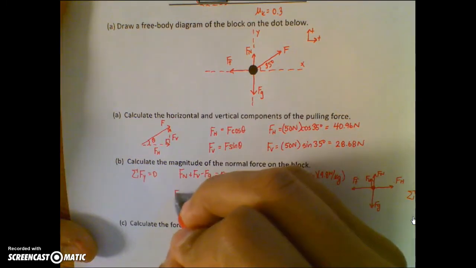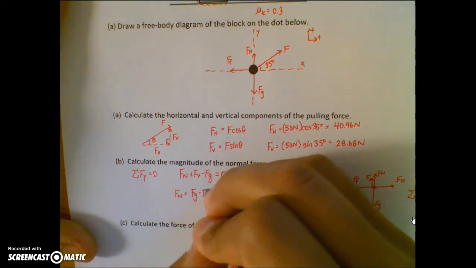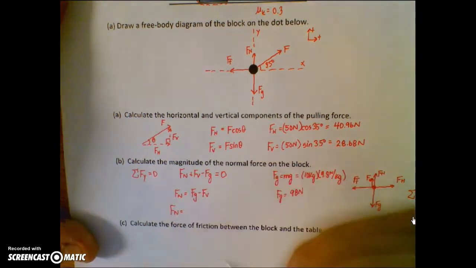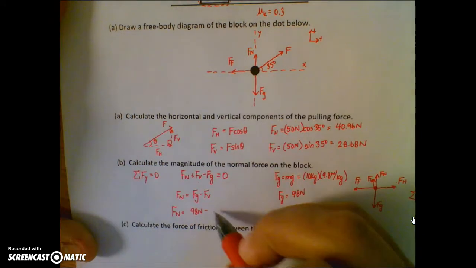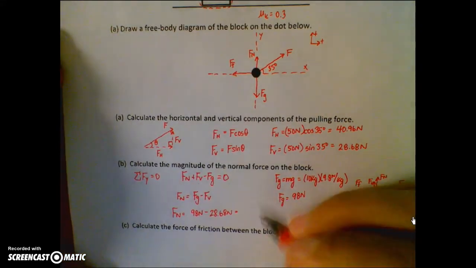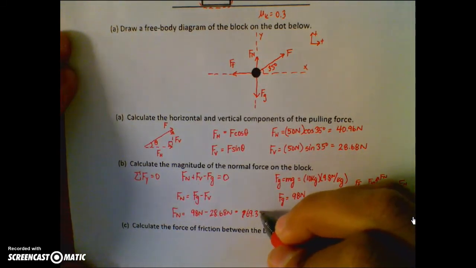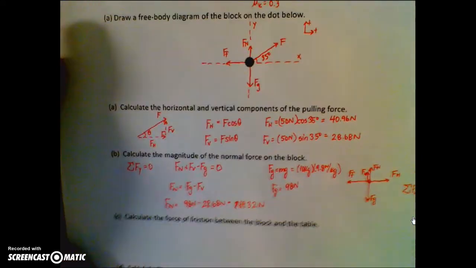So I know Fv, I know Fg. Well, if I want to calculate a normal force, in this case my normal force is Fg minus Fv. So my normal force is 98 newtons minus 28.68 newtons. So I get a normal force which is equal to 69.32 newtons. Okay, 69.32 newtons.